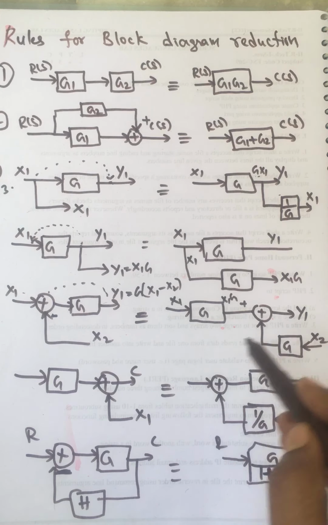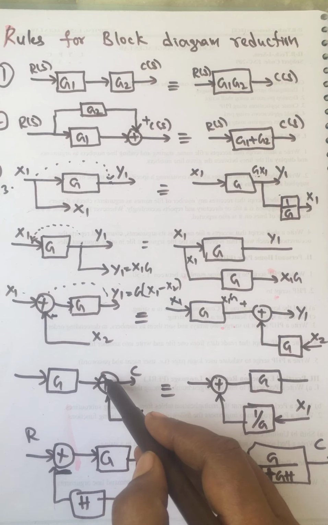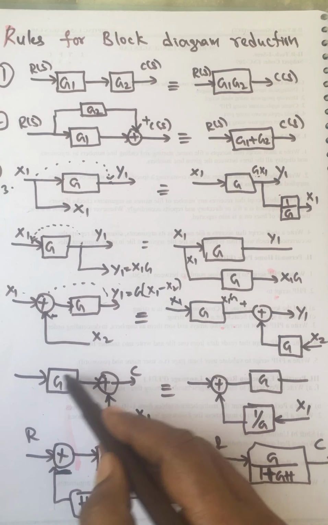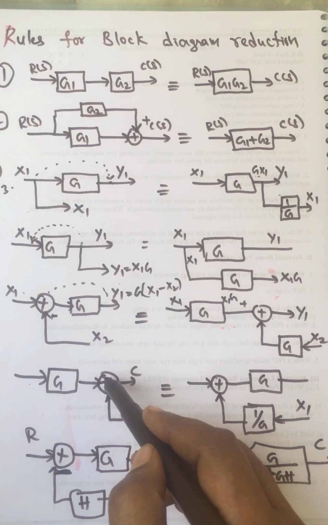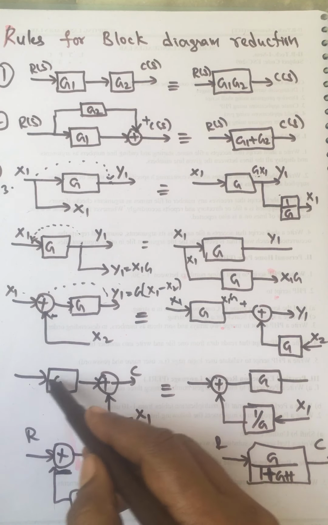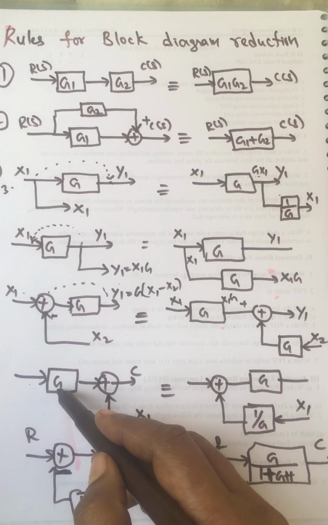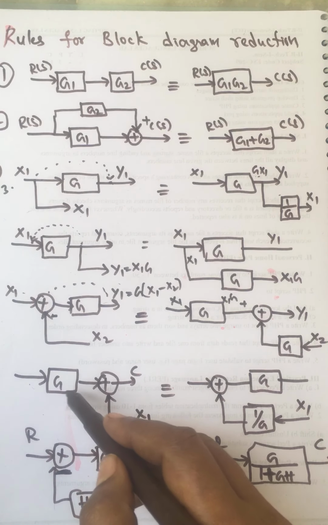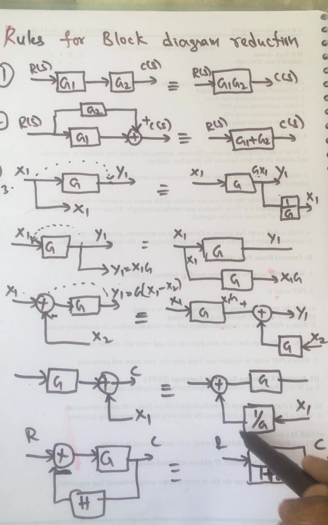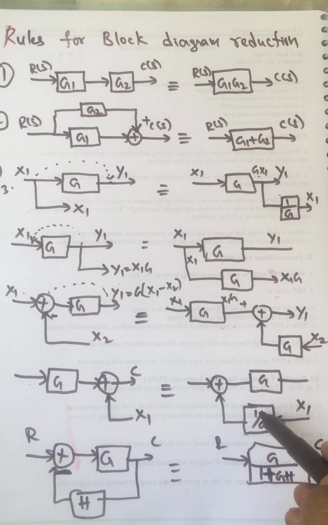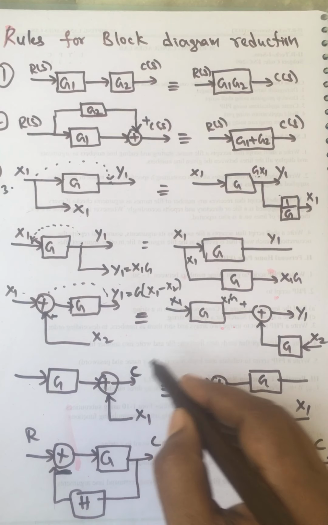So whenever you are shifting the summing point from before the block to after the block, in this signal we have to add a gain g. Similarly, here we are shifting the summing point from after the block to before the block. What happens here is that the signal x1 will be multiplied with g. To avoid that, we need to add a gain 1 by g along the x1 path, so that whatever signal we have here, we will get the same signal that we were getting before.